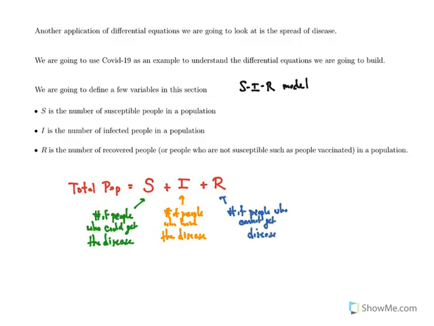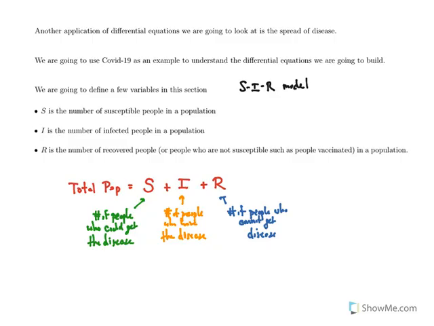And it's important to note when we're talking about R, the number of people who cannot get the disease, oftentimes that's people who have previously had the disease, as they get antibodies in their system and they're no longer susceptible to it. The best example of that is chickenpox. Everybody can get chickenpox only once, so once you have it, you are now recovered. Or vaccinated people are recovered.